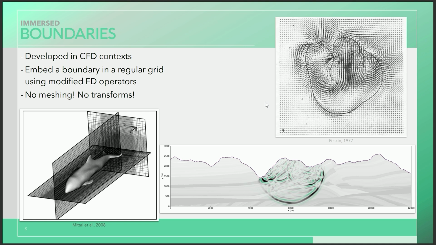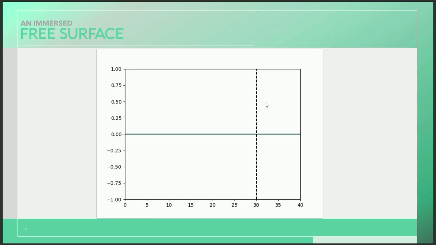This means that we have no meshing. We also have no curvilinear transforms. This is quite nice and easy comparatively. And it also fits into the modeling workflows that we are used to and like to use. So this was meant to be an animation, but PowerPoint mangled it, so we'll skip over it.